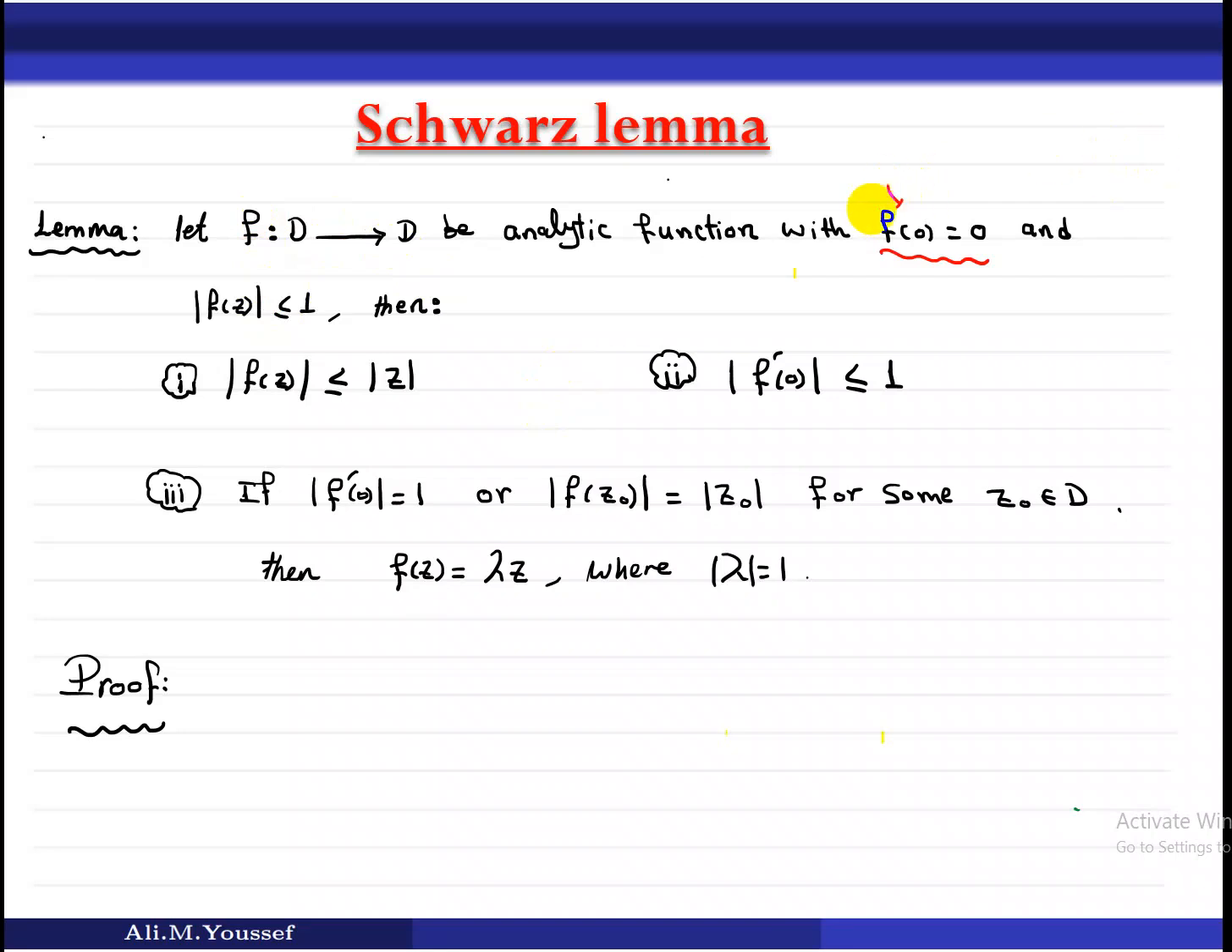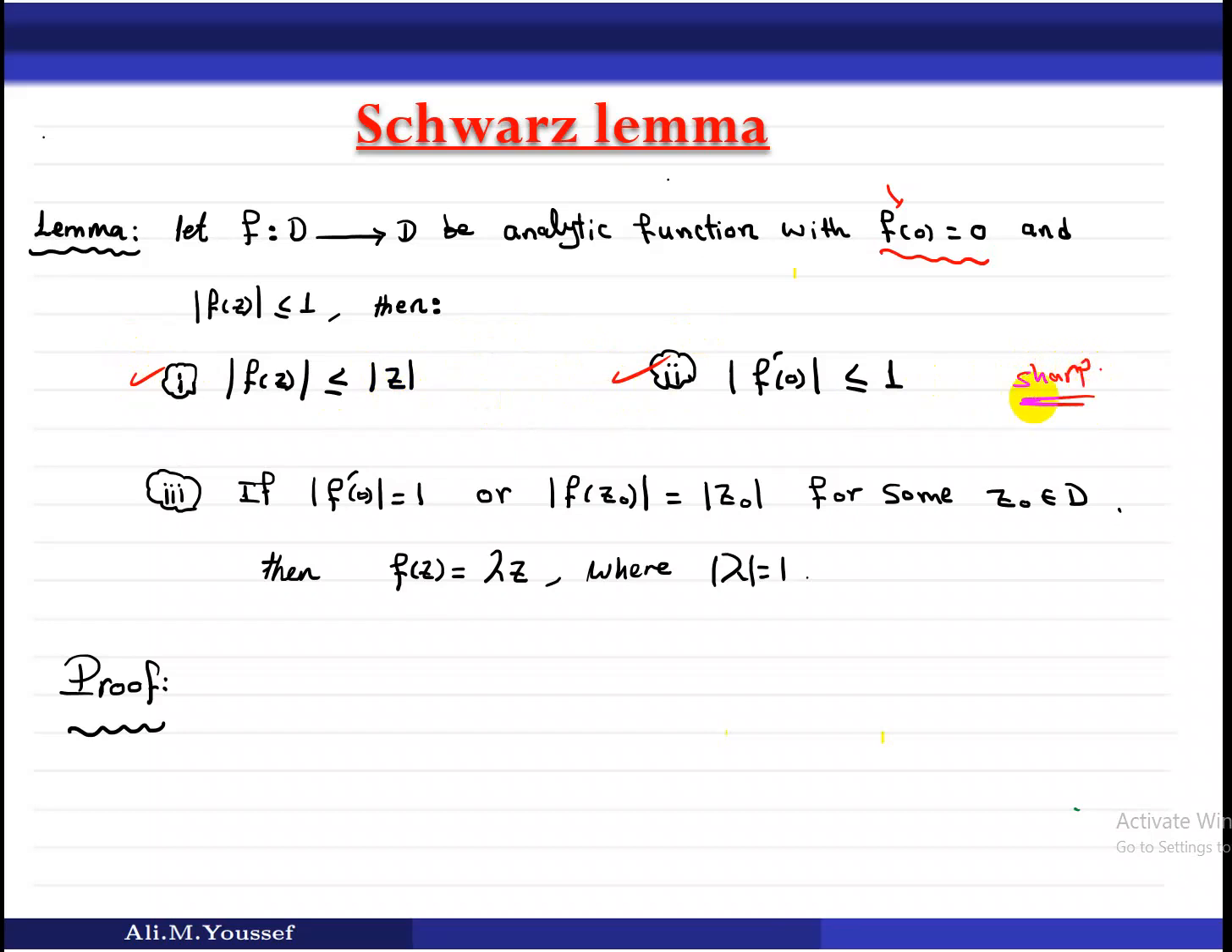So we have three conclusions here. Be careful with these conclusions. The first one, the modulus of f(z) is less than or equal to the modulus of z. The second conclusion here, the modulus of f'(0) is less than or equal to 1. And we can say that this is the Schwarz lemma, parts (i) and (ii). And we can say that these inequalities are sharp.